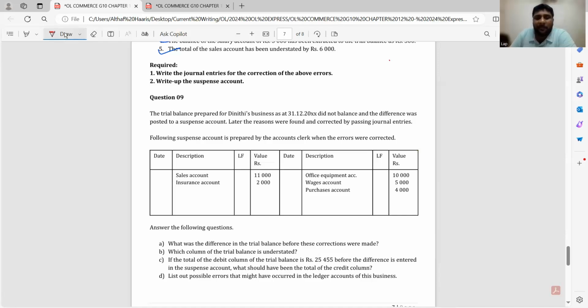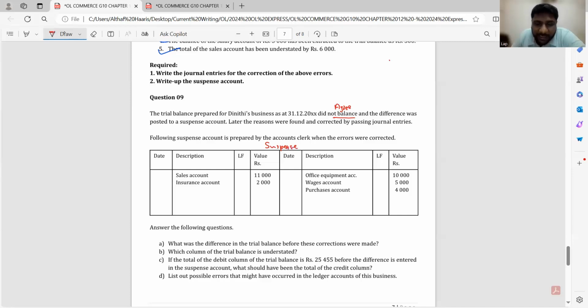The trial balance prepared by Dinity Business did not balance. If the trial balance did not balance, if it did not agree, it will lead to the creation of what account? A suspense account. The difference was posted to a suspense account. The reasons were found and corrected. So these are corrected entries. So this is my suspense account.